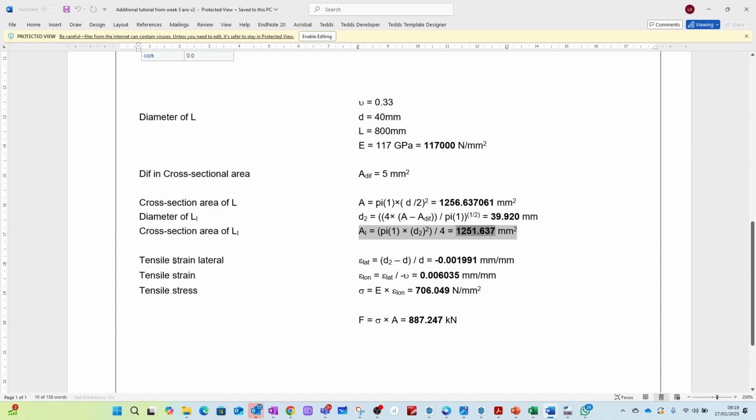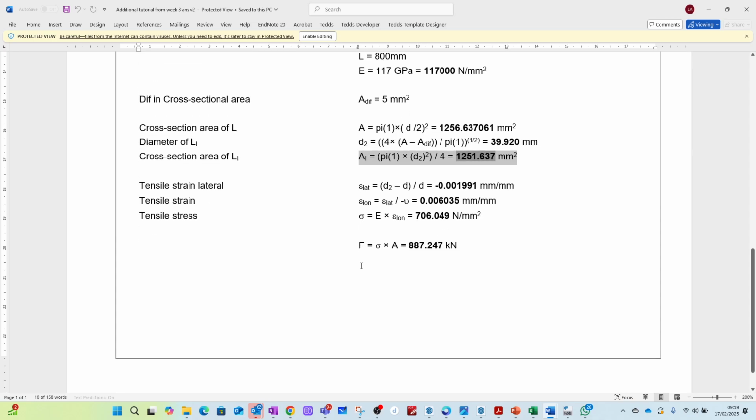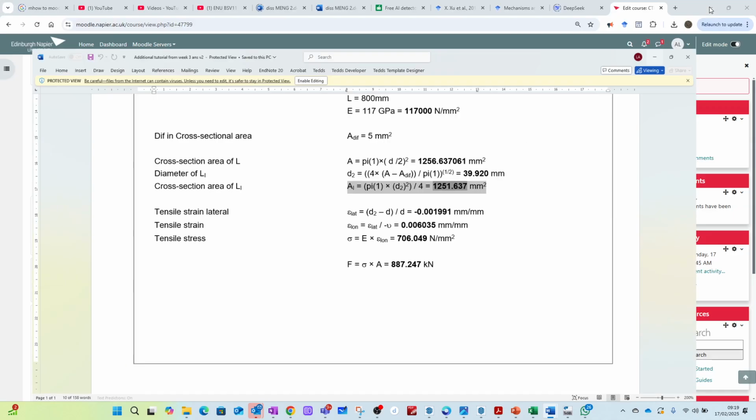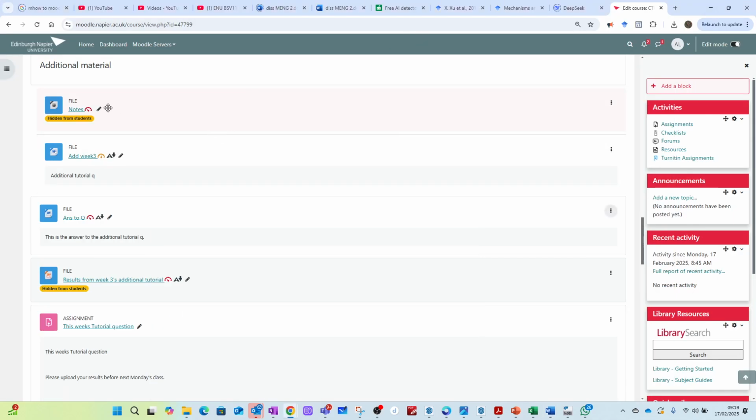Now the tensile strain of the lateral, you can do that. Does that make sense? I think most people got this right anyway who attempted it. And I did email people individually. It was last night that I had, but I did do it. Right, so that's there for you.